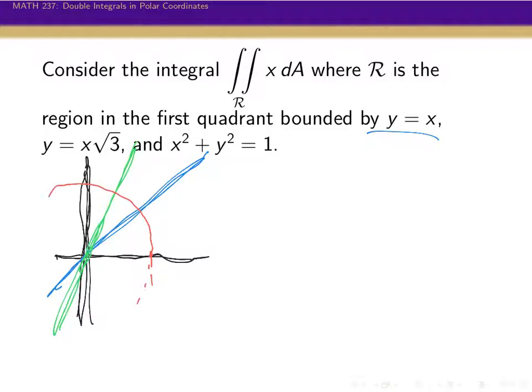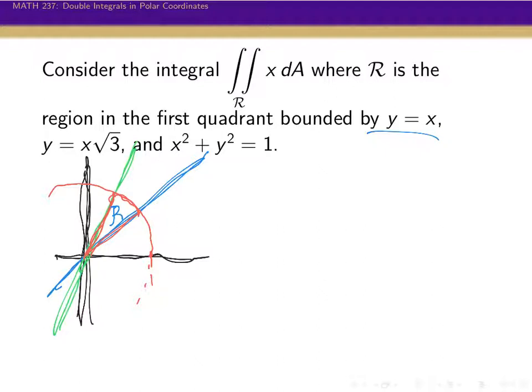Okay, and so we're focused in on this region bounded by these three in the first quadrant. And so that's that region right there. There's our R.